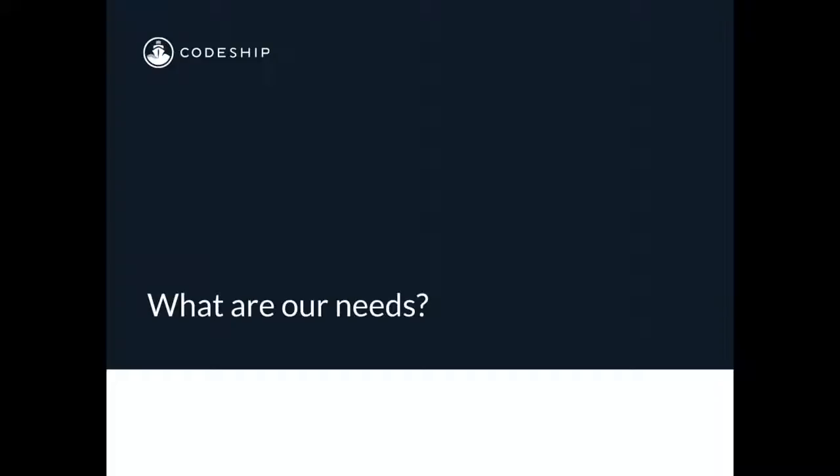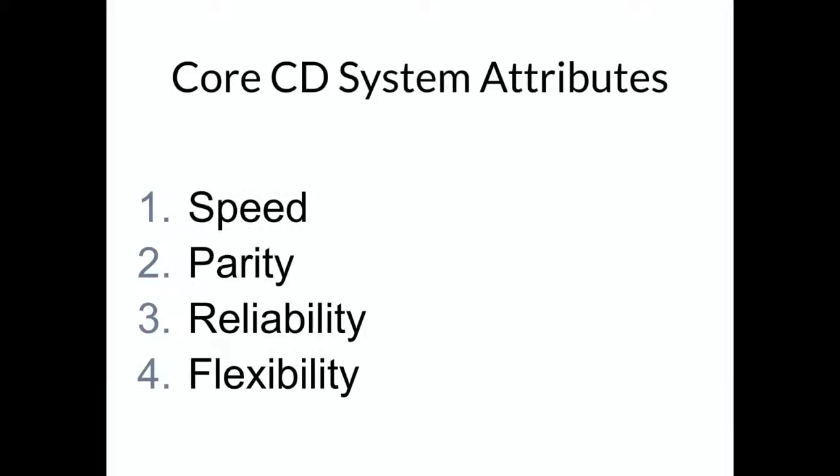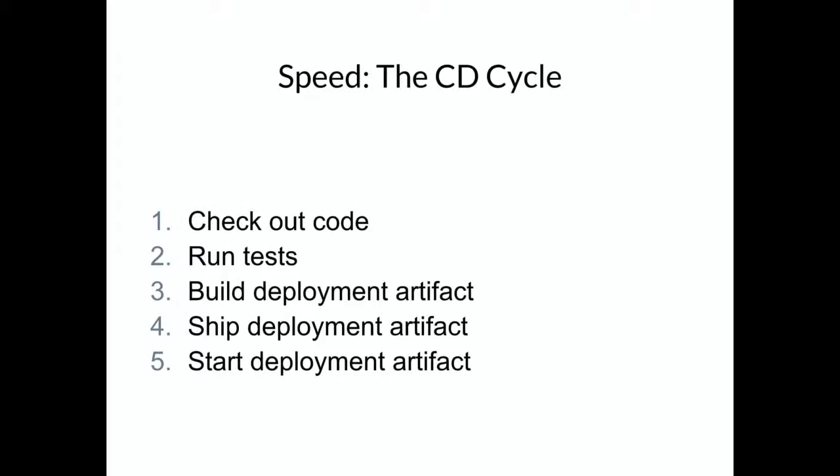So what are our needs for a continuous delivery system? So the core attributes, at least the ones that I think about, are speed, parity, reliability, and flexibility. So what does that mean? For speed, for that CD cycle, that means that once you say, all right, I've got this stuff up on GitHub that I really like, let's get it to users, we got to check that code out. We want to run the tests or run the build or both, compile, build that deployment artifact, ship it somewhere, and then start it and actually boot it up.